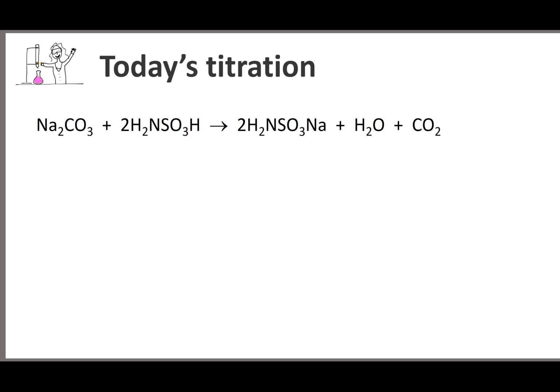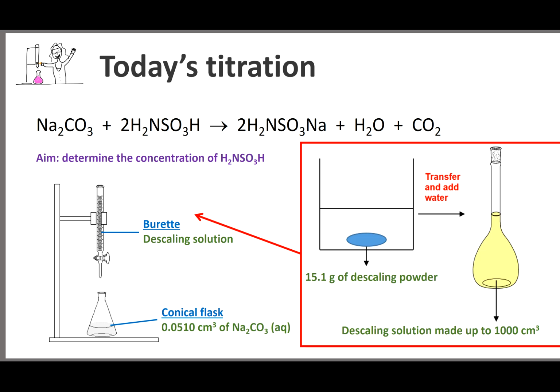So for this titration, this is the equation. The purpose is to determine the concentration of sulfamic acid present inside the powder. First you dissolve the 15.1 g of descaling powder. You use an electronic balance to measure it, and then add water inside a beaker. Then you transfer into a volumetric flask. This is the volumetric flask. There is a marking somewhere over here that tells you it is the 1 dm³ mark, which is 1000 cm³. So you just add water until you reach the mark.